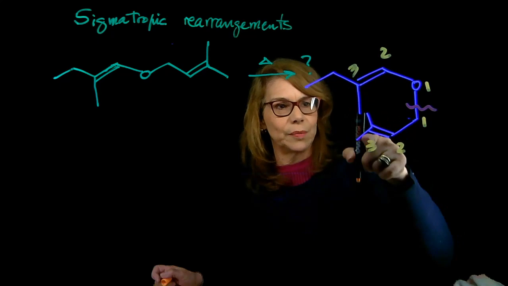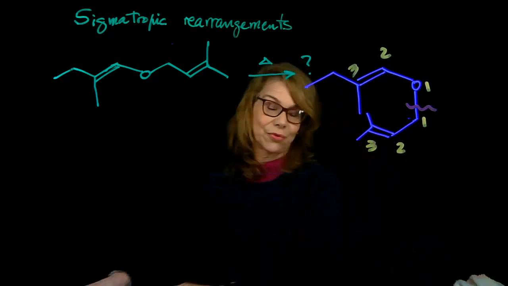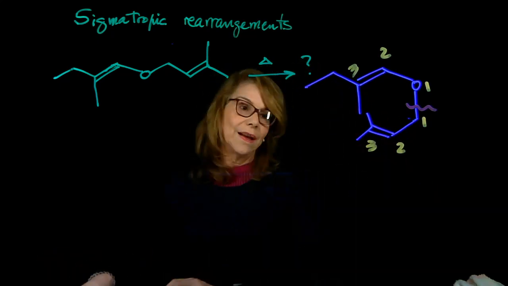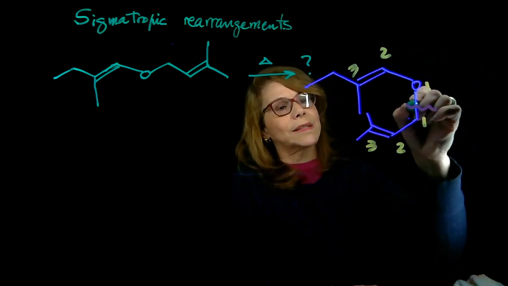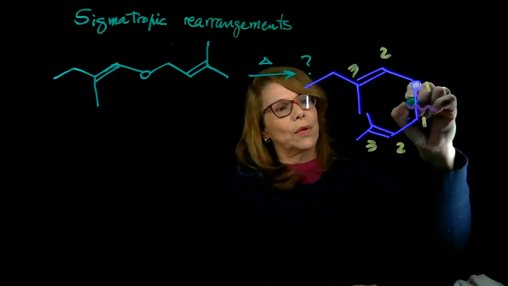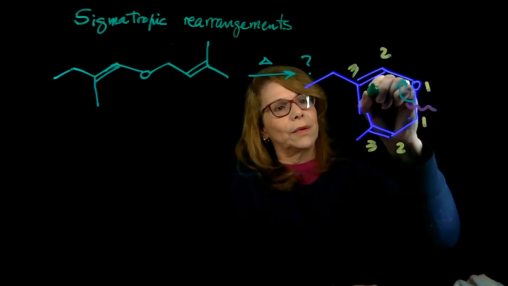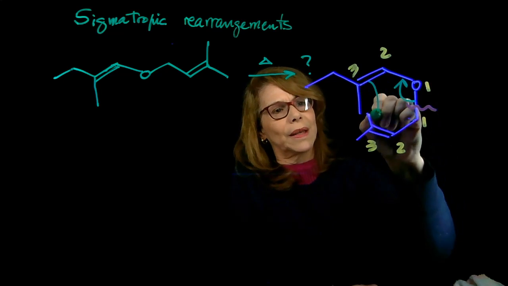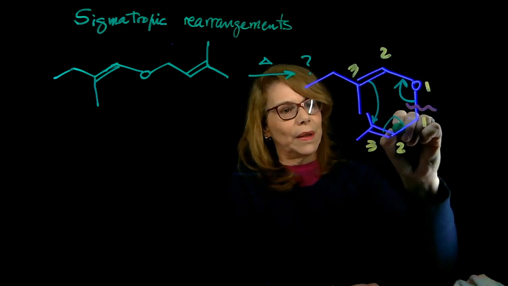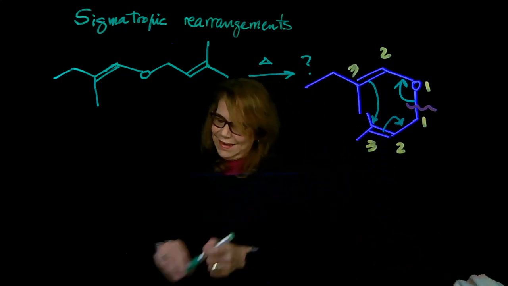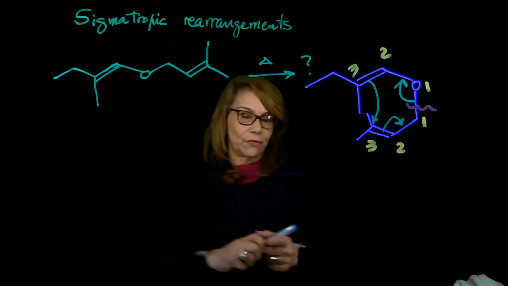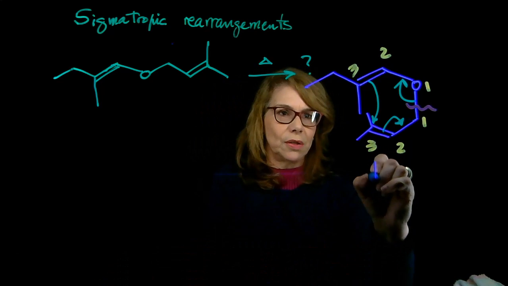So now you're going to make a bond between 3 and 3. That's your sigmatropic rearrangement. So now that bond breaks, and you're going to be forming a double bond here. And now you're going to make a new bond here and pi electrons over here. Now let's draw the molecule that results from that.